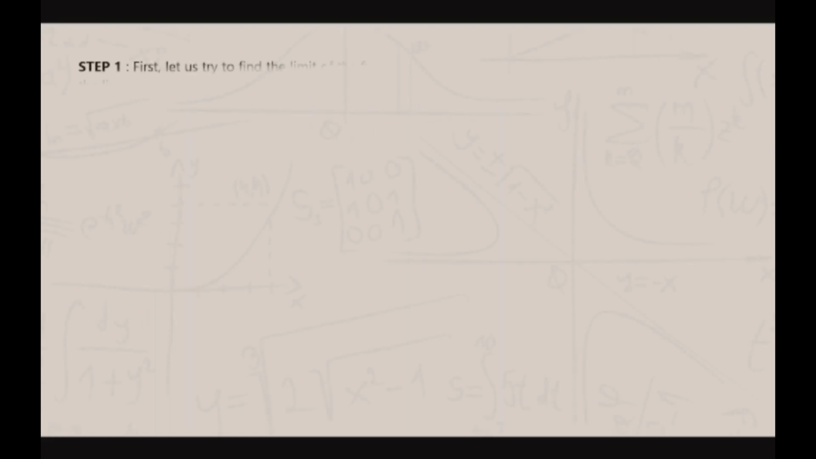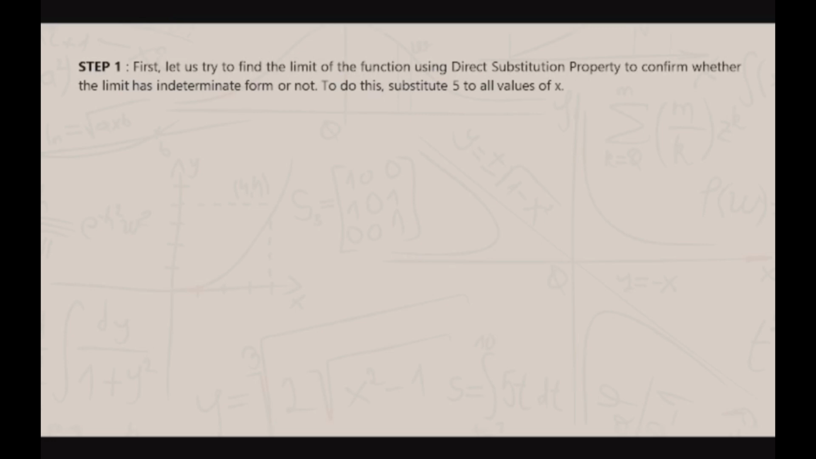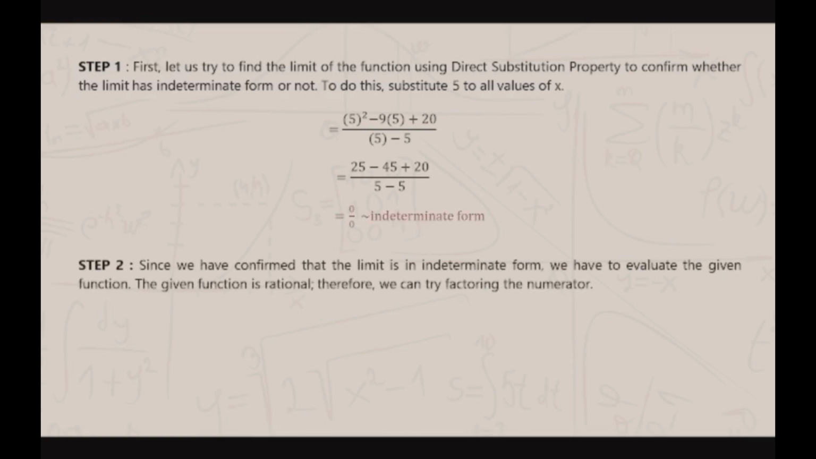Step 1. First, let us try to find the limit of the function using the direct substitution property to confirm whether the limit has an indeterminate form or not. To do this, substitute 5 for all values of x. 5 squared minus 9 times 5 plus 20 over 5 minus 5 equals 25 minus 45 plus 20 over 5 minus 5 equals 0 over 0. This shows us the indeterminate form.